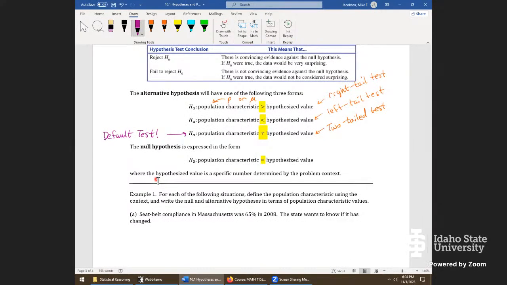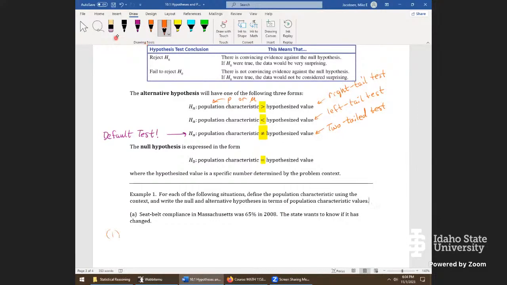Okay, reading through this is a really small set of context. It says, seat belt compliance in Massachusetts was 65% in 2008. Then it goes on to say, the state wants to know if it has changed. So for each of these problems, we'll define the population characteristic, write the null, then the alternative hypothesis in terms of that population characteristic. And so really every one of these problems kind of starts off like this.